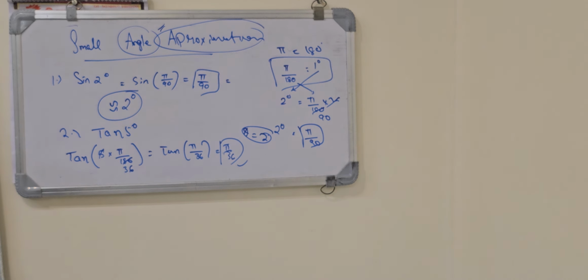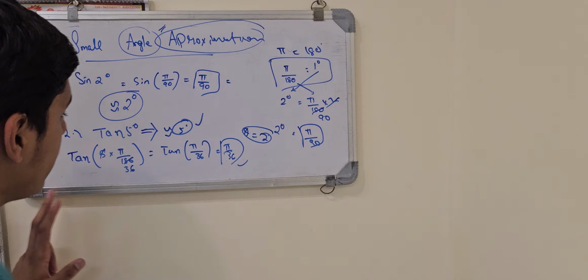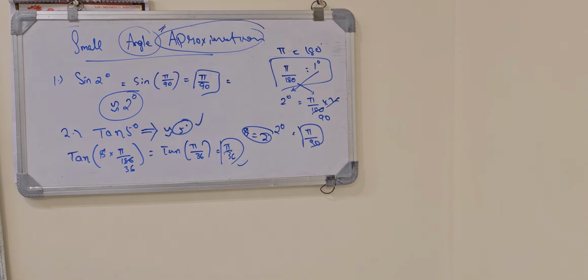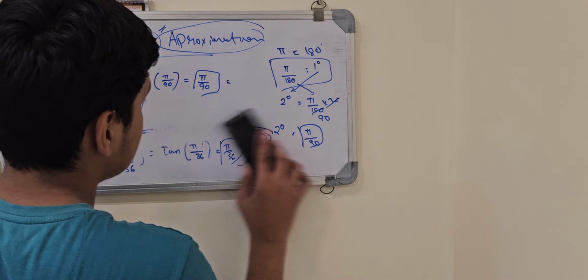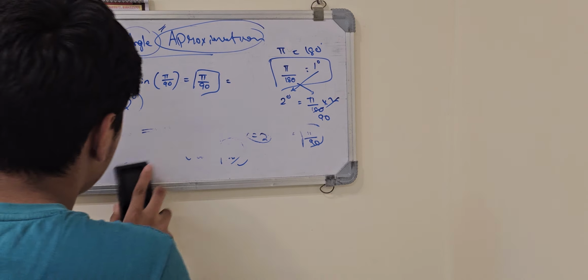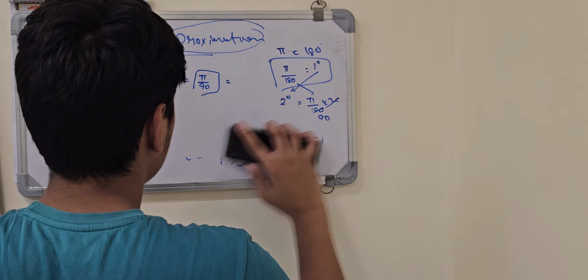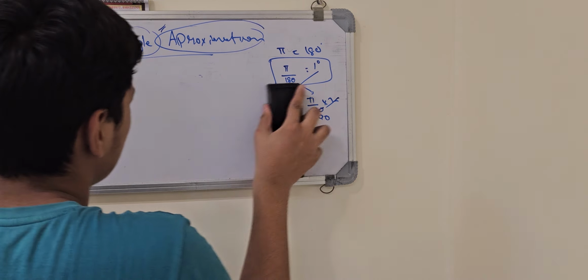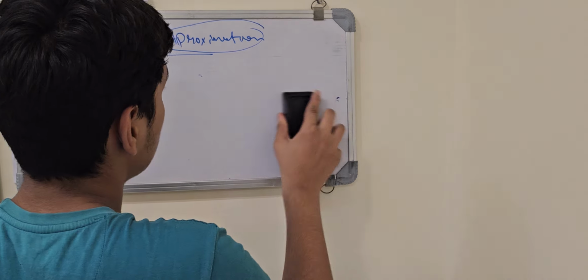So tan 5 degrees can be approximately written as 5 degrees. I would have told you tan theta is equal to theta. Very good. Now the last question I will tell you, which means 2 more questions. The last question is a little bit tricky, just to test the knowledge you have got.